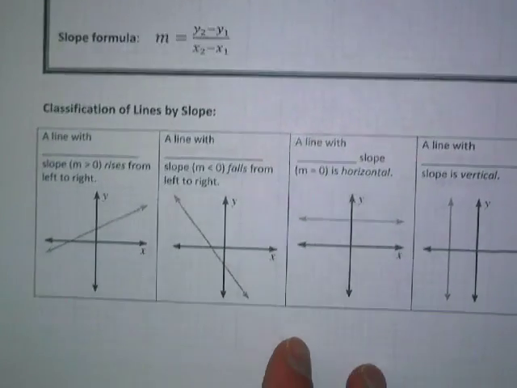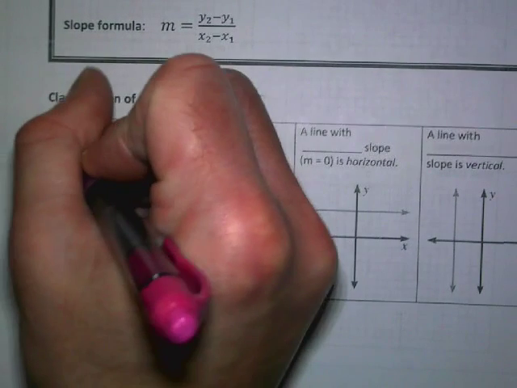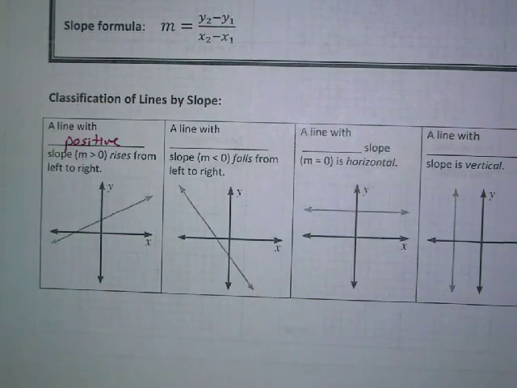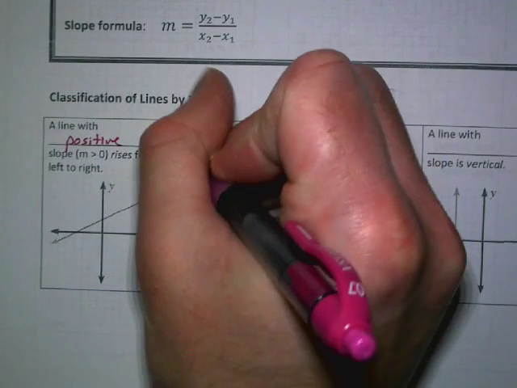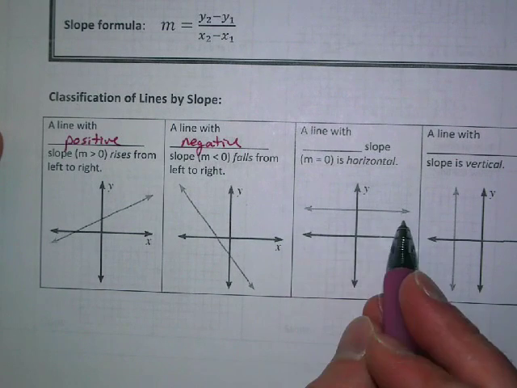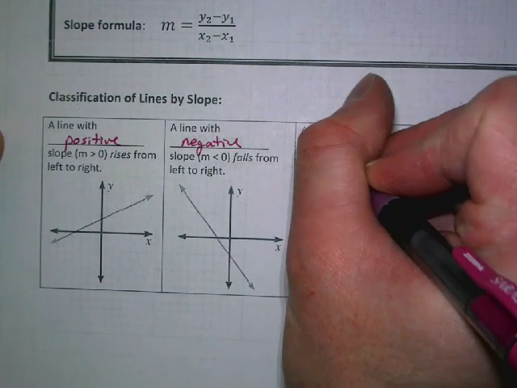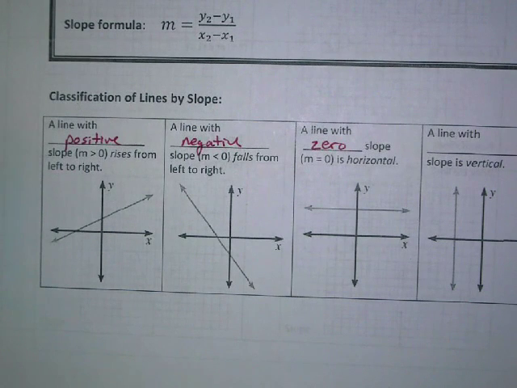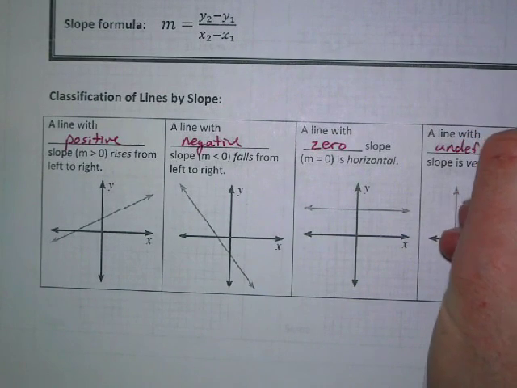Okay, so 4 different types of slope you could have. So a line with positive slope, think of it like positive correlation. It's going up from left to right. And then a line with negative slope, once again, think of it like negative correlation, going down from left to right. Okay, a horizontal line going straight left to right has a slope of 0. And a vertical line is a slope that is undefined.